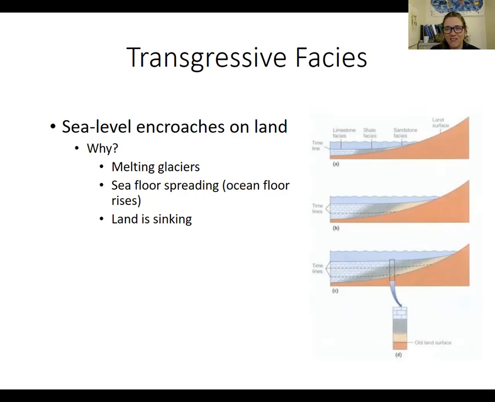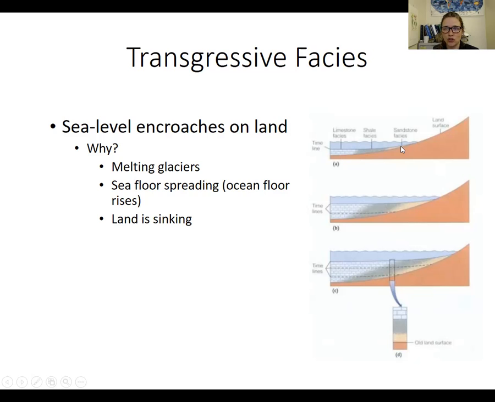Or we might have land that is actually sinking down, and so relatively the sea level is getting a little bit higher. So any of these three things could be going on, or multiple of these three things could be going on together, and that could cause the position of the sea level, which in this picture A maybe used to be here, and at that time we had some sandstone forming here, and then shale a little bit offshore, and maybe limestone in a more offshore reef environment.